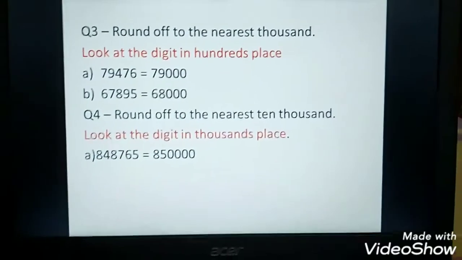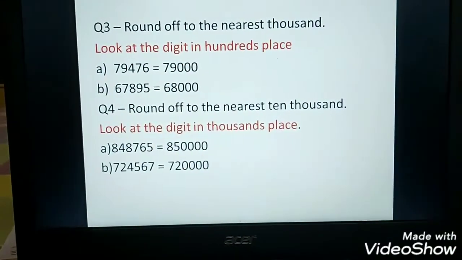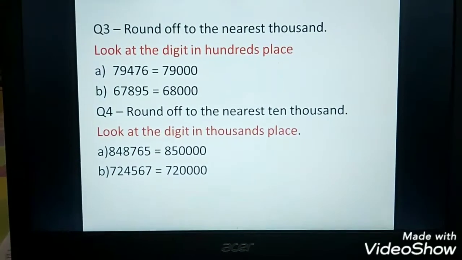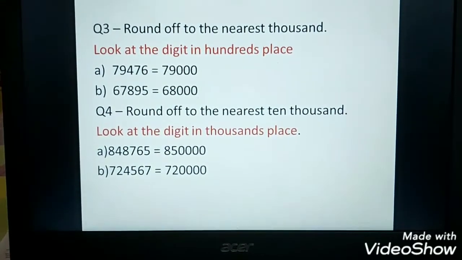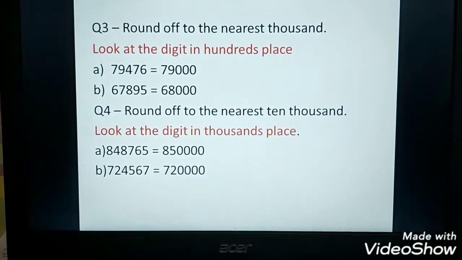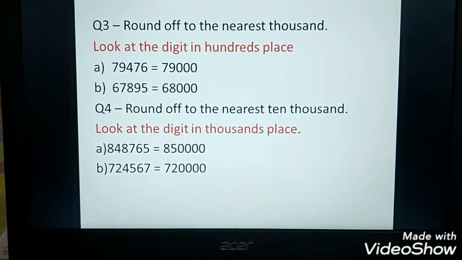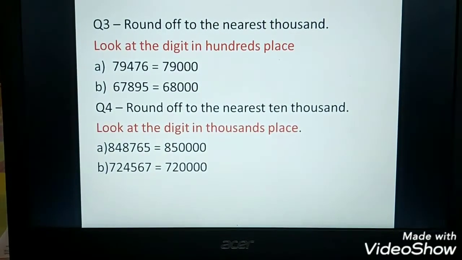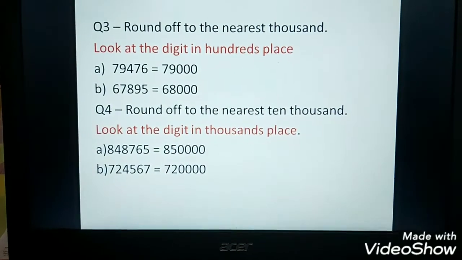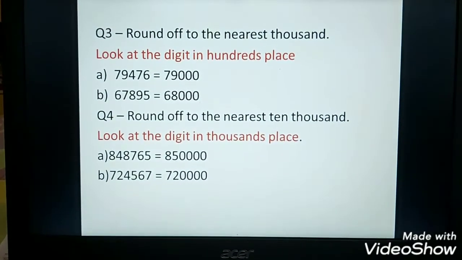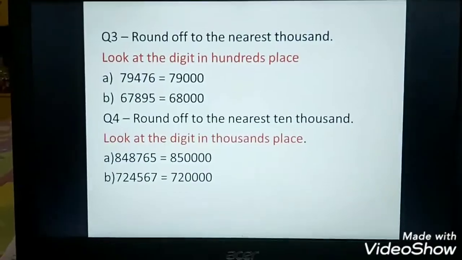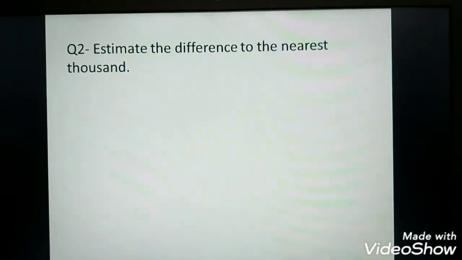Now the B part is 7,24,567. Now look at the digit in thousands place, it is 4, less than 5, so 2 will remain as it is and you will replace the digits 4, 5, 6, 7 by 0. So the required answer is 7,20,000. Now estimate the difference to the nearest 1000.